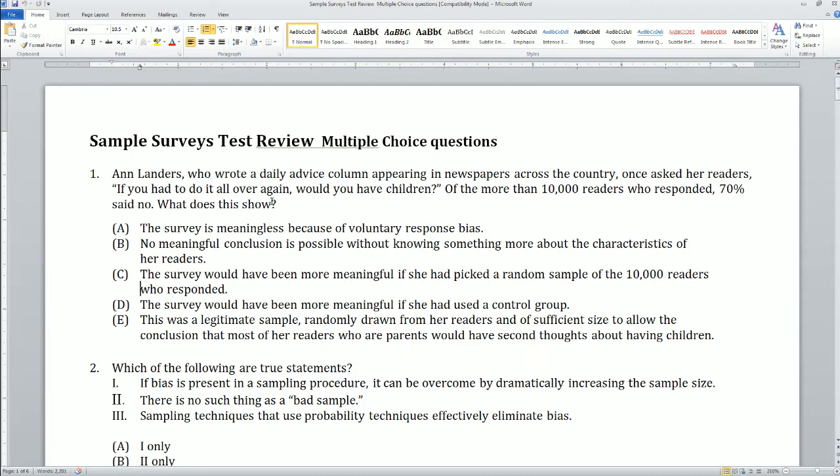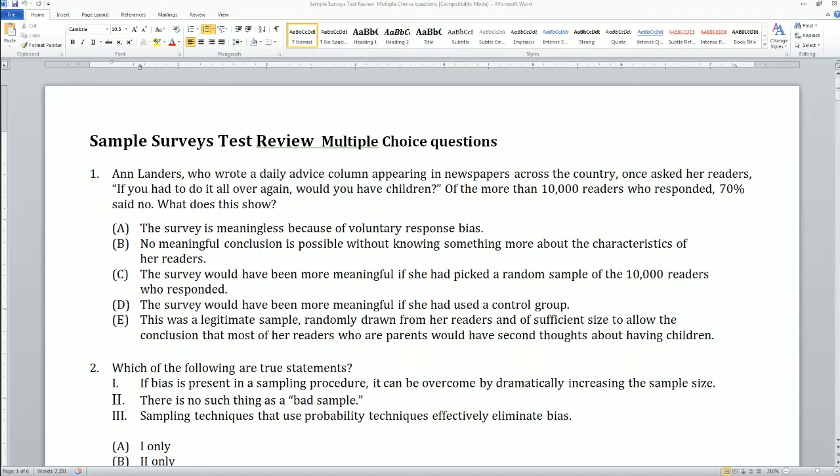Remember when we went back to the idea of simulation? The simulation is always answering a question. What is the question that is proposed in number one? If you had to do it all over again, would you have children? Right, we're trying to see what people think. But she's only asking her readers. How is that a legit response if she's only asking her readers?